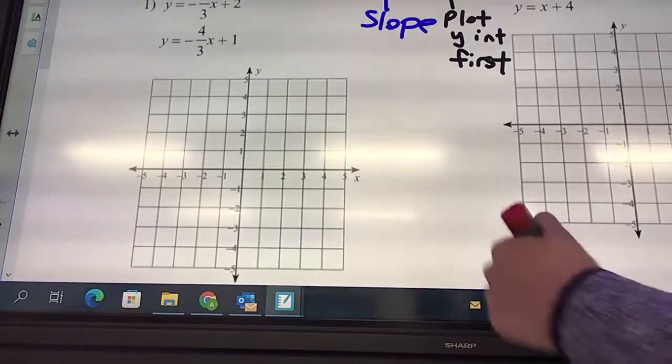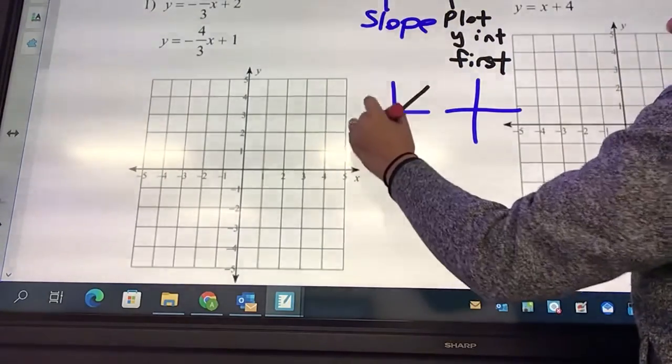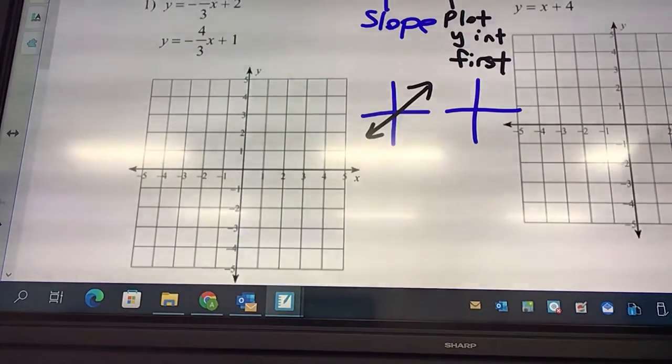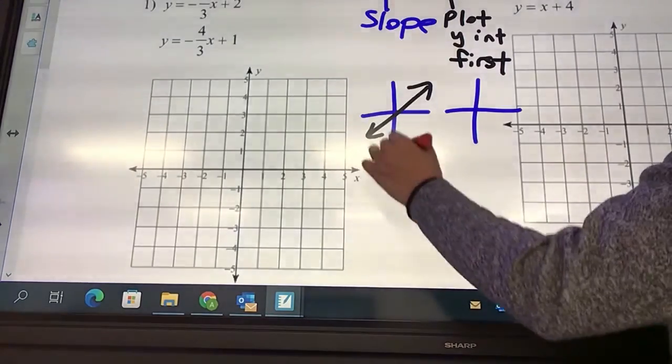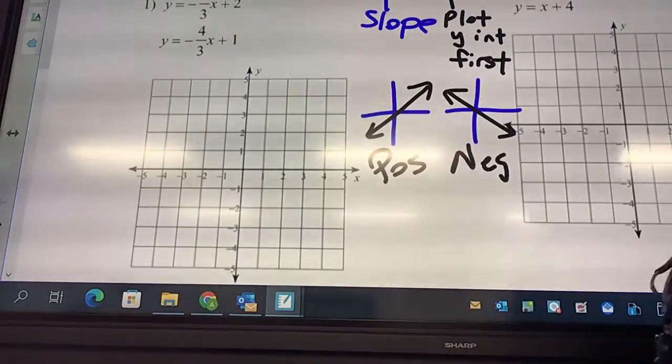Our slope, and that's our rise over run. And there's two types of slope. What kind is this? It's a positive slope. And then this one is obviously going to be negative.